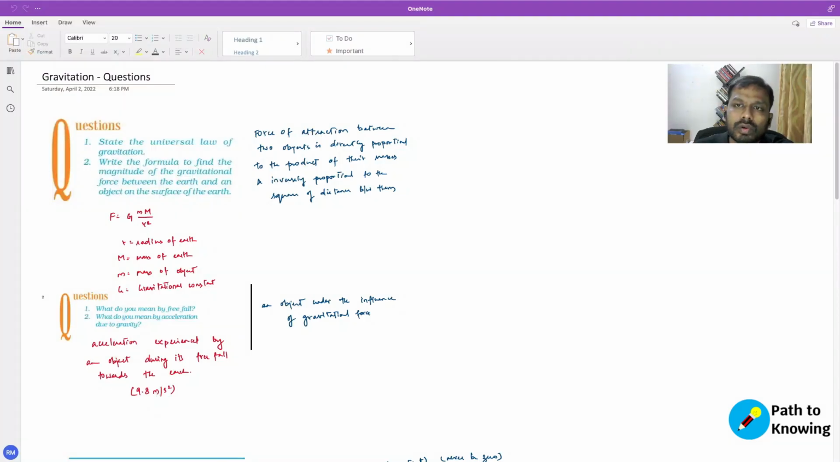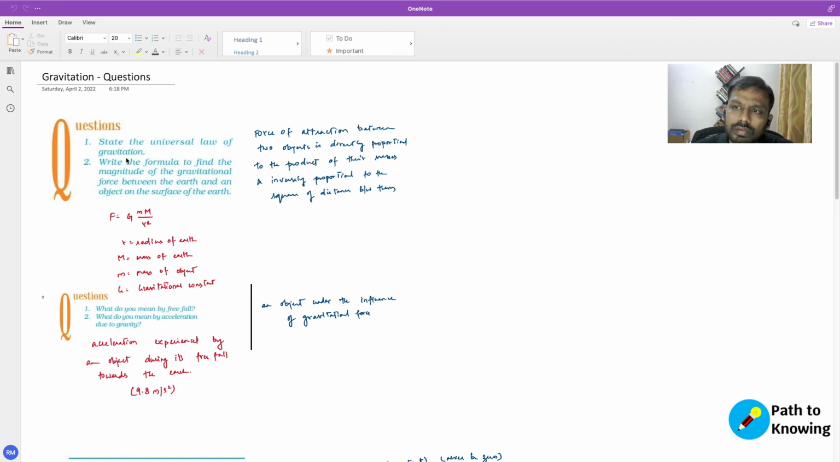In this video, we will go over the in-text questions part of the gravitation chapter. Let's go one by one. I've already worked out the responses here, just in the interest of time, so that we can go over the responses and understand them in detail. So the first one: state the universal law of gravitation.